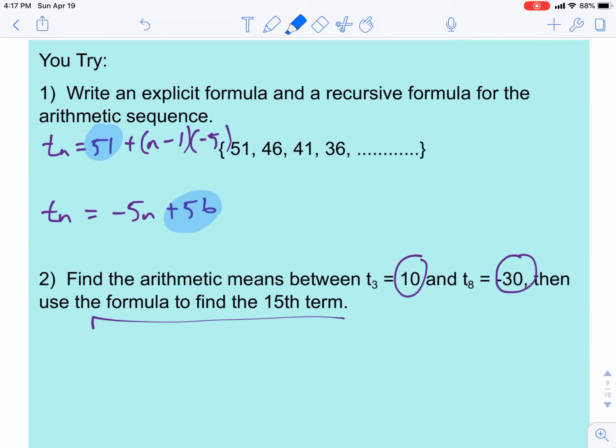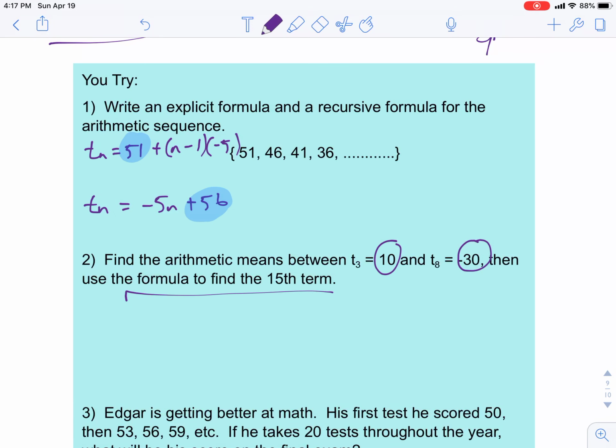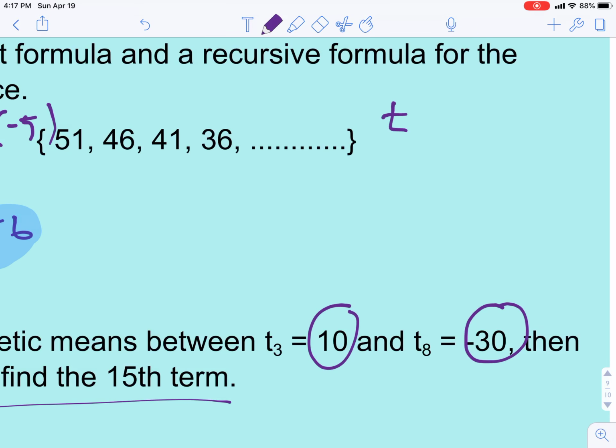Okay, recursive formula. For the recursive formula, we have to know what the first term is. That's 51. And then to find the nth term, we don't know how far we're going yet, you would have to know the previous term. And then our pattern is going down by 5, so it's going to be subtracting 5.